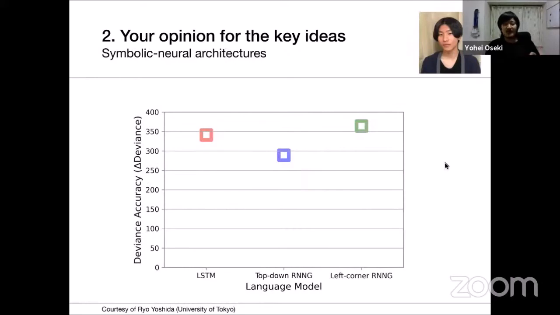We also combined symbolic structures into recent artificial neural network models to again model human language processing data. Here, this green one is a model with symbolic structures, and it outperforms the baseline LSTM models and other models, suggesting that human language processing uses both symbolic structures, or latent hierarchical structures, and also artificial neural net-based inference. That's another piece of result.